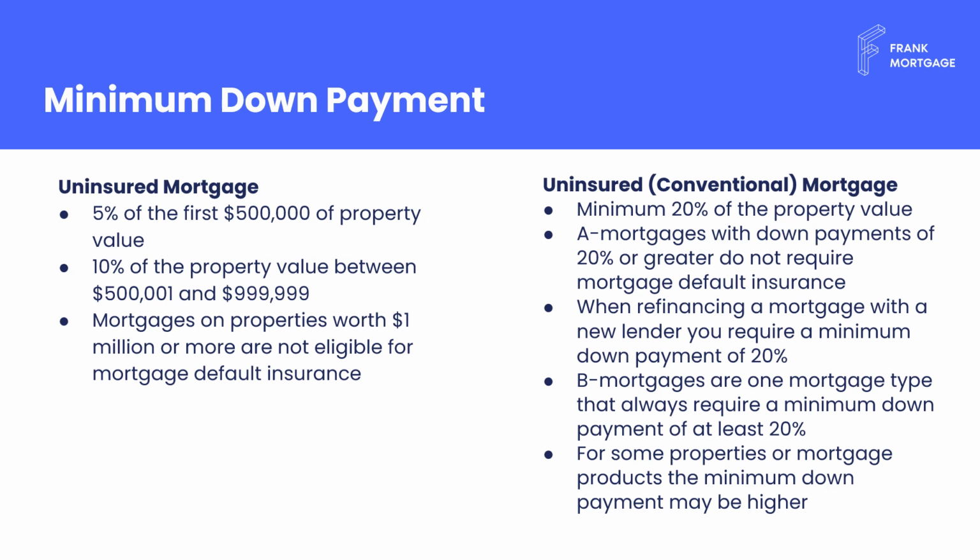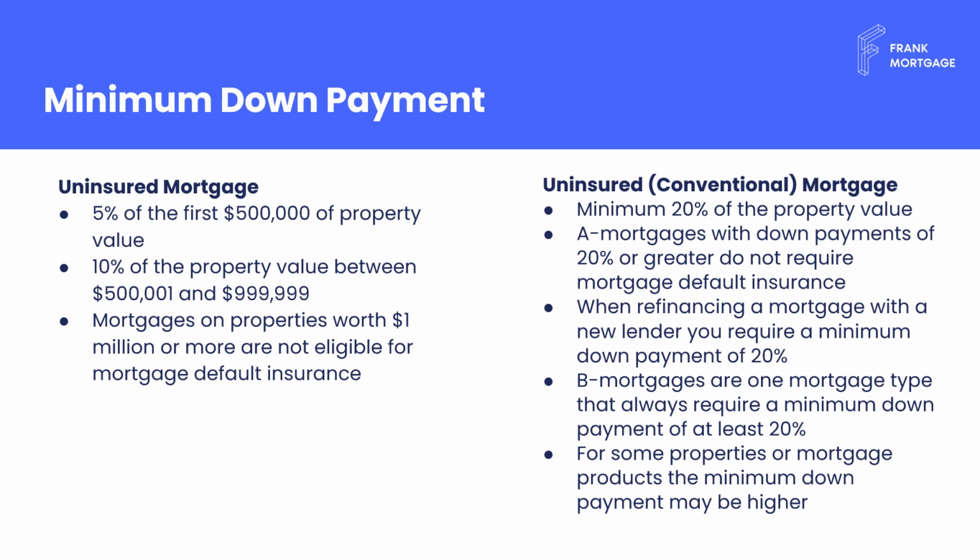That gets into the other category, which is uninsured, otherwise called conventional mortgages, where a minimum 20% of the property value is required. A mortgages, prime mortgages with down payments of 20% or greater do not require mortgage default insurance. Regulated lenders are allowed to hold those on their balance sheet. If the down payment is less than 20%, those regulated lenders need that mortgage default insurance to be able to hold that mortgage. That's why this insurance is required.